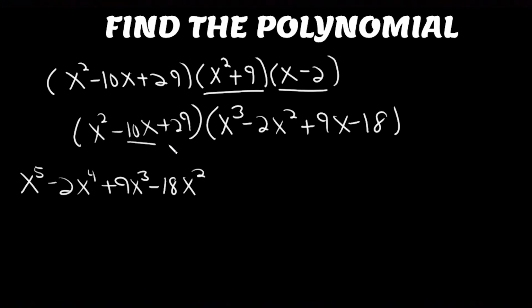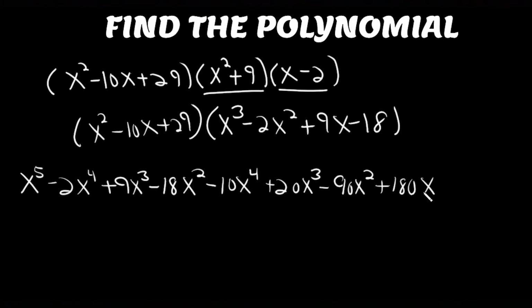Now I'm going to move on to -10x. I'm going to distribute 4 times, and then I'll go on to 29 and do the same thing. Okay, so -10x times x cubed, I get -10x to the 4th power. -10x times the -2x squared, I get plus 20x cubed. -10x times 9x, I get -90x squared. And then I do -10x times the -18, I get plus 180x. Okay? So I'm almost done.